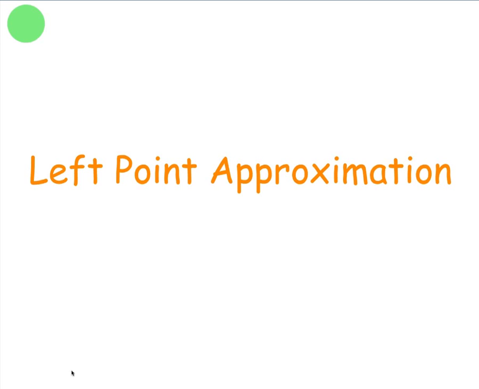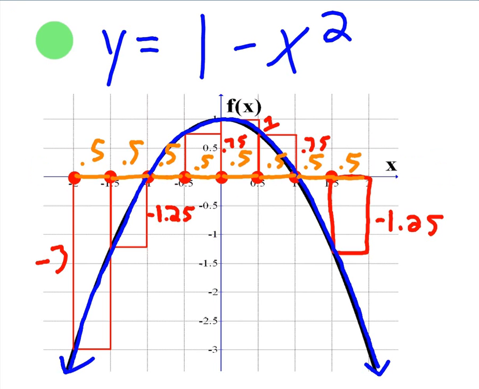Now that we've established the difference between net and total area, let's approximate net area of the definite integral using our left point approximation technique. We've already looked at how this works. You draw the rectangles based on the leftmost point.